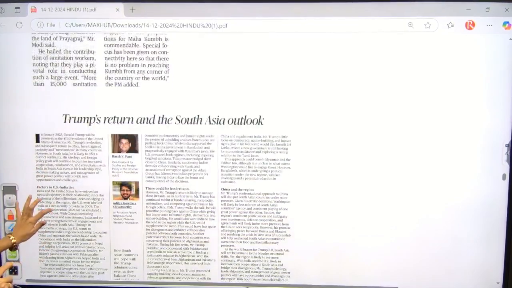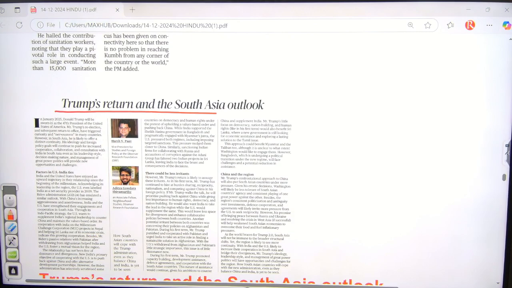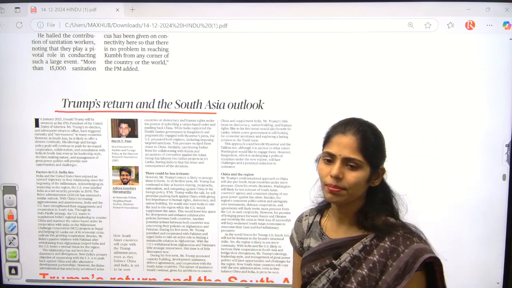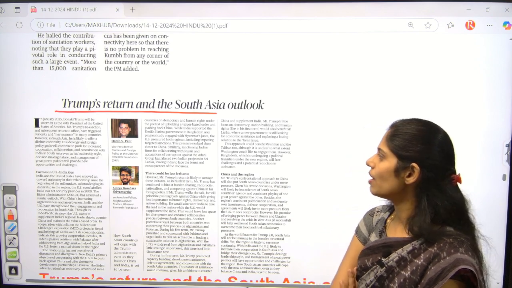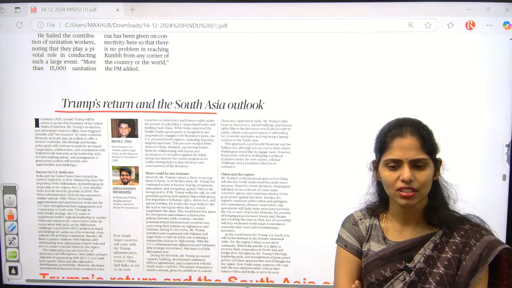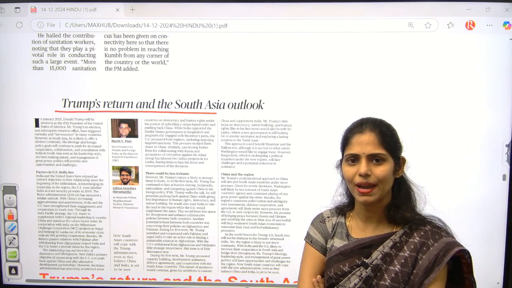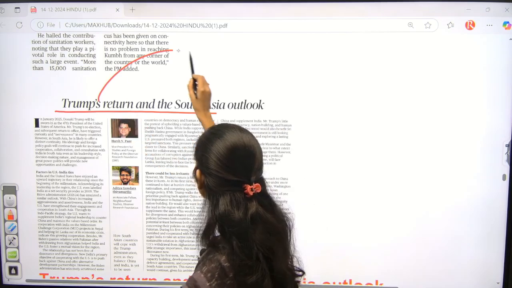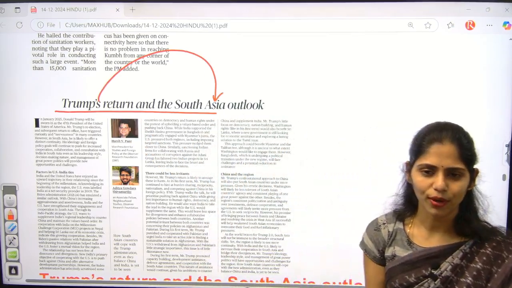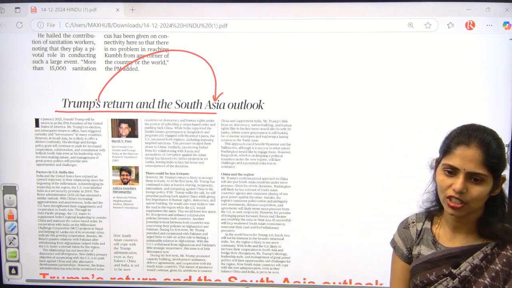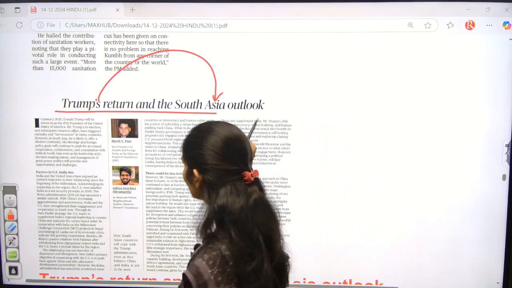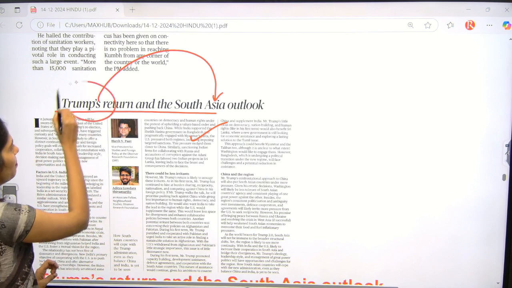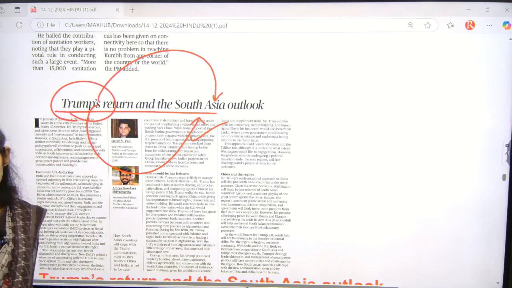And next, see this article, Trump Returns and South Asia Outlook. So what is this article about? Who is this Trump? US president, right? After Trump came into power, obviously there will be some either positive or negative impact on different countries. So this article is saying how Trump's return is impacting South Asia. Why should we bother about South Asia? India is part of South Asia. So it is particularly related to India, and you as aspirants have to know about this. What is the impact of Trump's win in the US on South Asia?